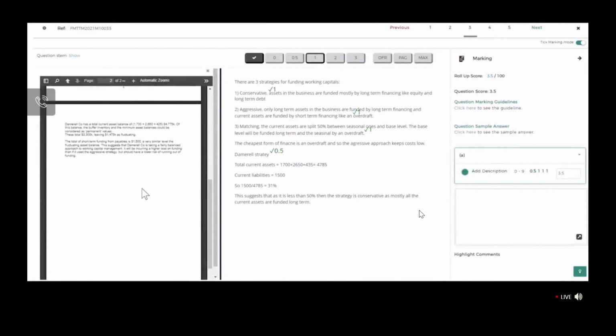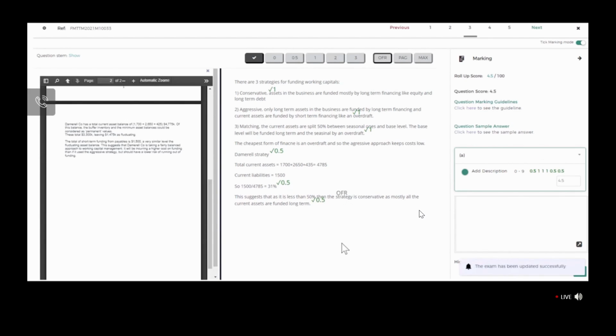This candidate has come up with a conservative strategy, but they will still get some own figure rule marks for this. So I'm going to allocate them half a mark for their calculation and half a mark for their answer, but that would be an own figure rule. So overall, this candidate has scored half marks on this.